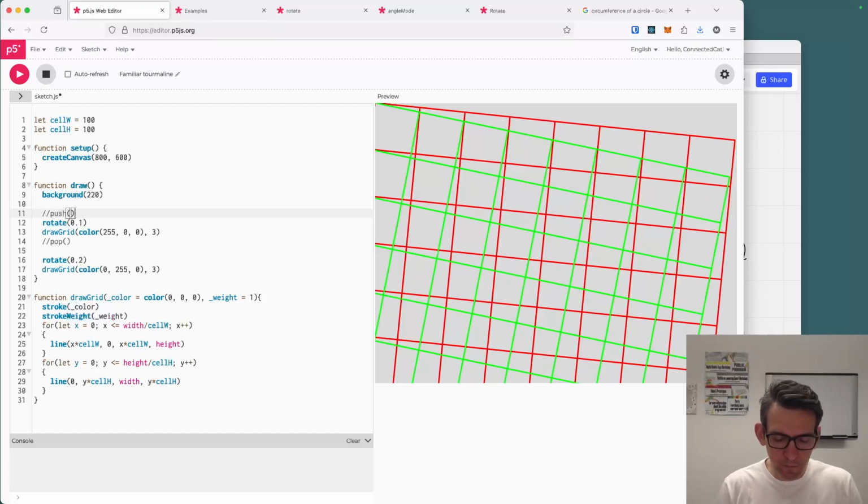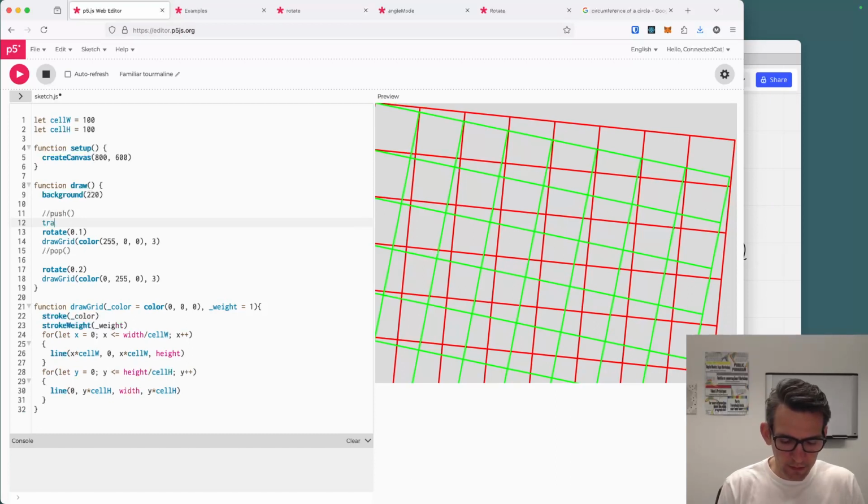So if I'm going to translate to, well, let's say, just so that we can see it a little bit better, let's do 1/3, right? So width times 0.33 and height times 0.33, right? So it's 1/3. And then if I wanted to translate width times 0.33 and height times 0.33, right?